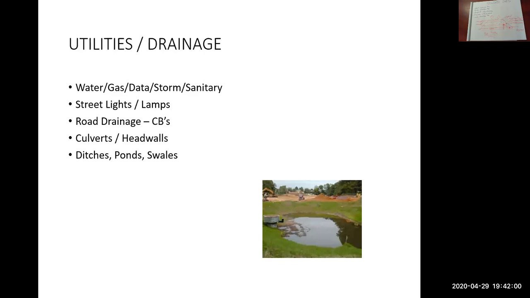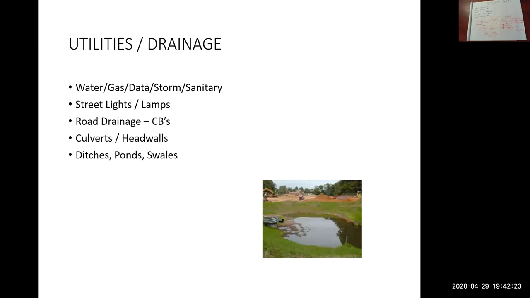So utilities, things like water, gas, communications, storm, sanitary, street lighting, road drainage, so your catch basin leads, your storm mains. So culverts would go in, head walls. A head wall is at the end of a culvert.